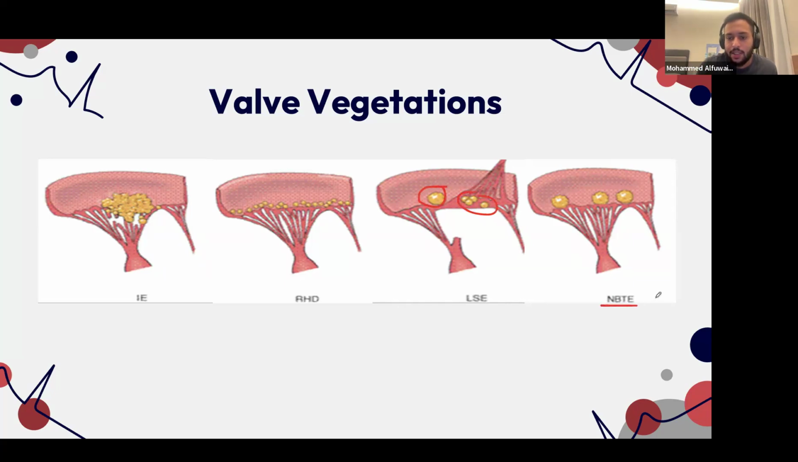How about NBTE? This is called non-bacterial thrombotic endocarditis. Okay, it's associated with what? Adenocarcinoma. Perfect. Okay. And hypercoagulable state.